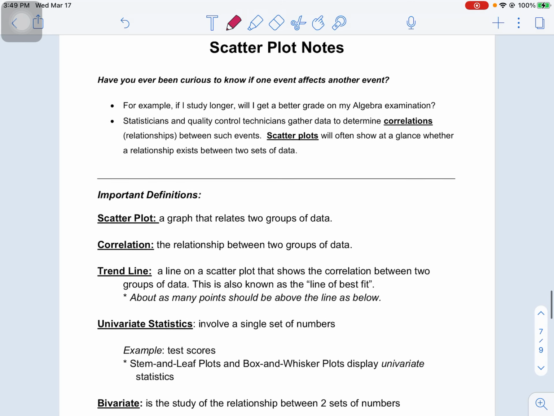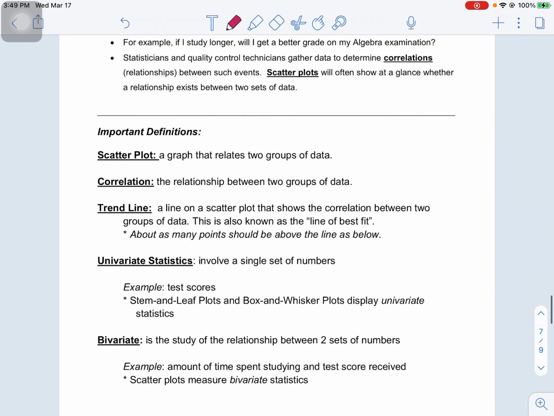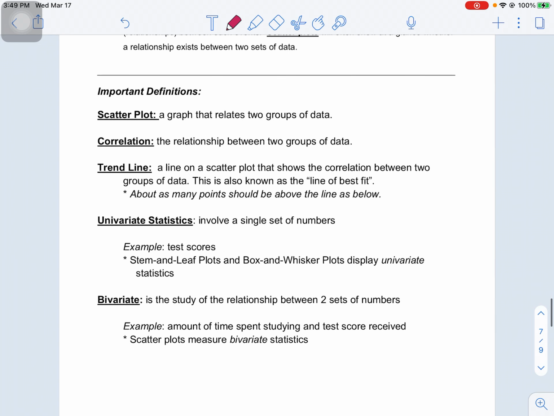So some important definitions to remember. A scatterplot is a graph that relates two groups of data. Remember, two different variables and their numbers. Correlation is the relationship between two groups of data, and that can be very strong when they're really closely packed together. If they're more spread out, more scattered like marbles across the floor, it could be weak. They could still have some type of correlation, but it could be weak.